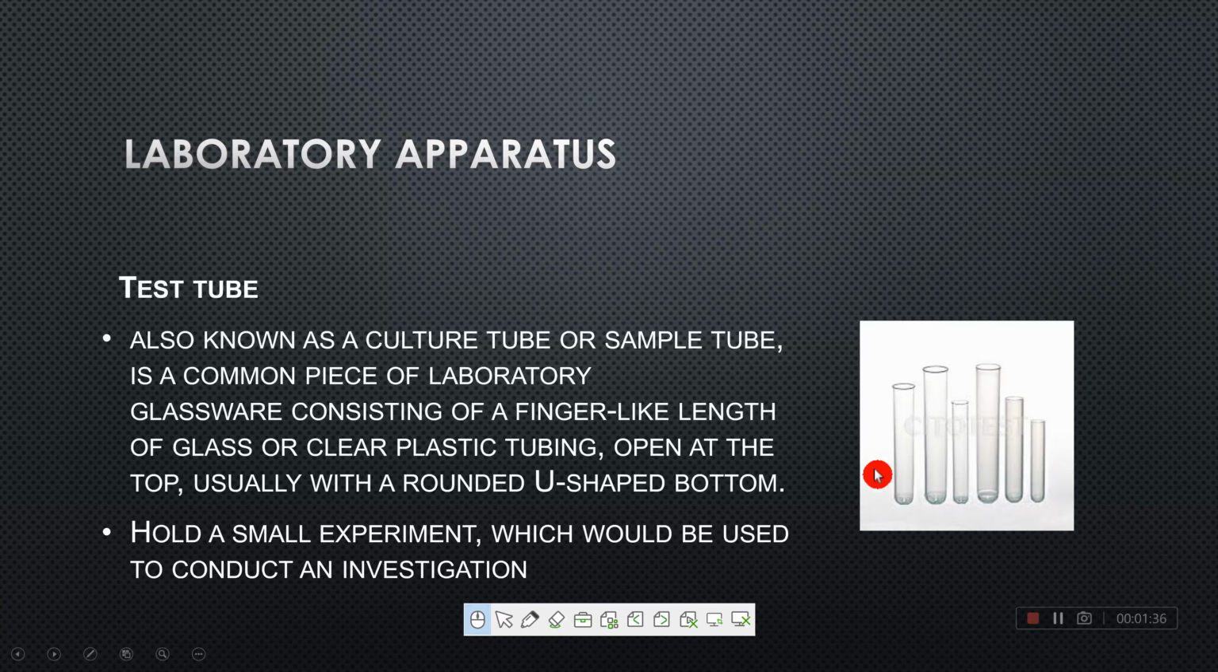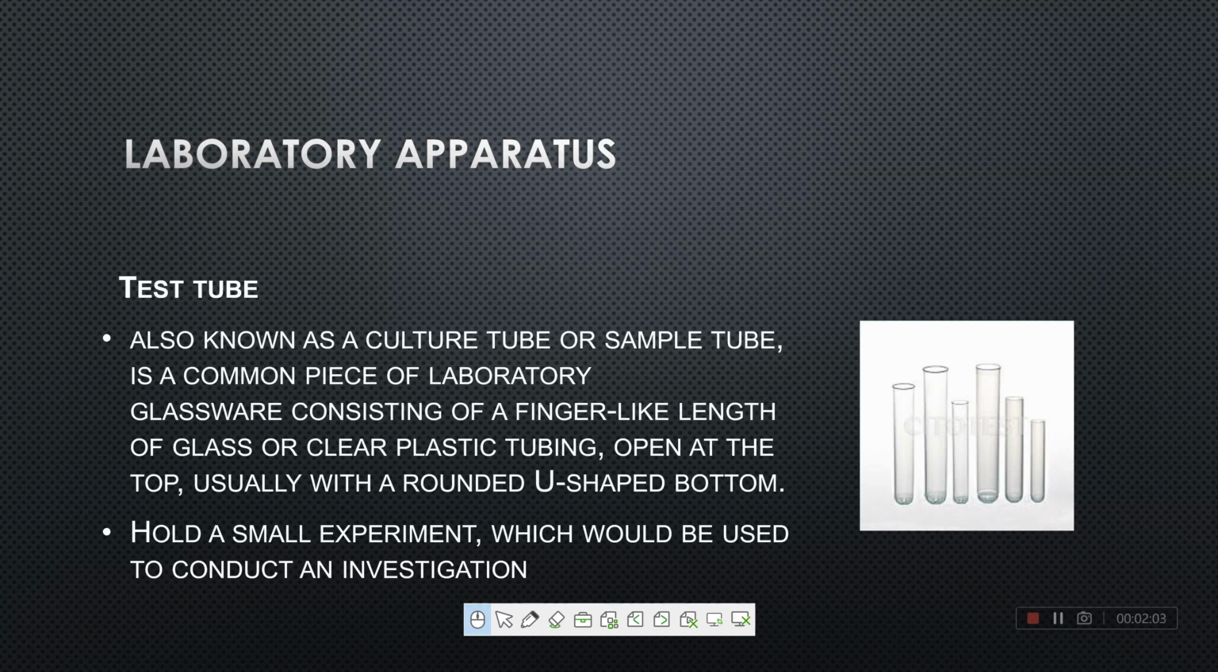Alright, now the second one is the test tubes. Test tubes are the most commonly used equipment in the laboratory. These are also known as culture tubes or sample tubes. Test tubes are of different types and are available in different sizes and shapes. There can be a glass test tube, there can be a plastic test tube, alright.